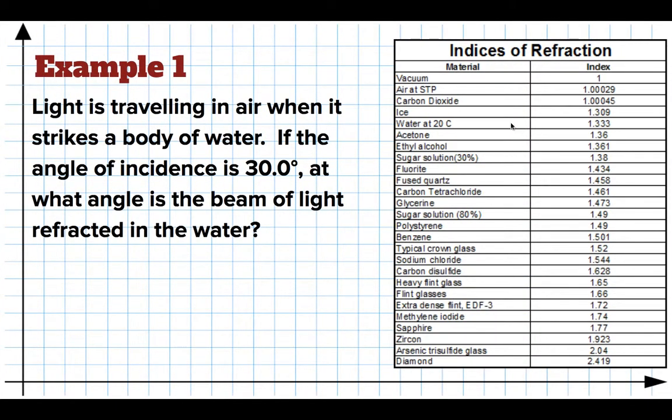So here's a table that shows you the indices of refraction for a whole bunch of different things. When you're solving problems, you might need to use that. So here we're going to solve a problem. Light is traveling in air. For air, the index of refraction is 1. It strikes a body of water. So we're going to find water. Water at 20 degrees Celsius, the index of refraction is 1.333. And we want to know, if the angle of incidence is 30 degrees, at what angle is the beam of light refracted in the water?